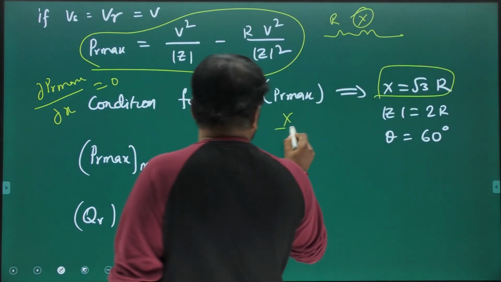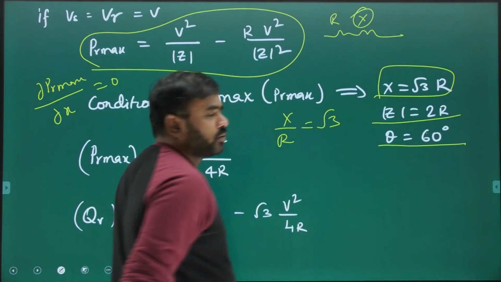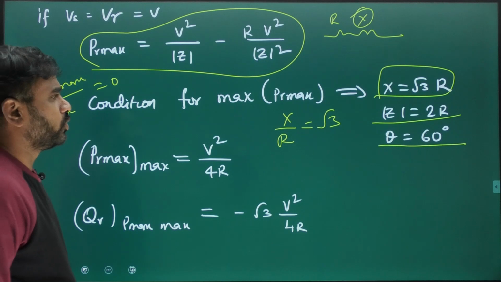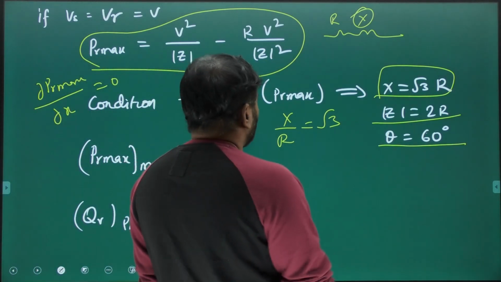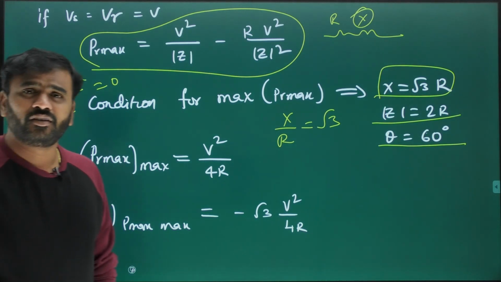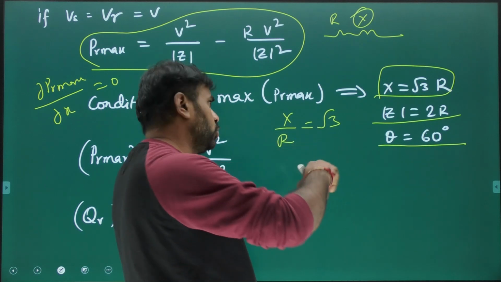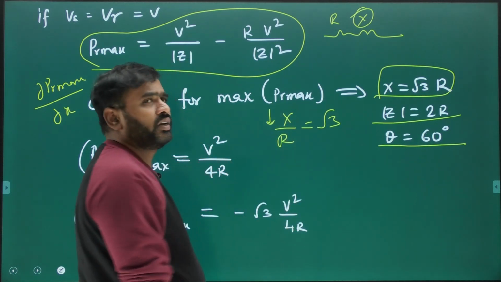That means the X by R ratio equals what? Root 3. Mod Z equals 2R and theta equals 60 degrees. Correct or not? So the X by R ratio is root 3. But in a practical system, the X by R ratio is very high, greater than 5. So that's why we need to decrease the X by R ratio. That means you have to decrease the value of X.